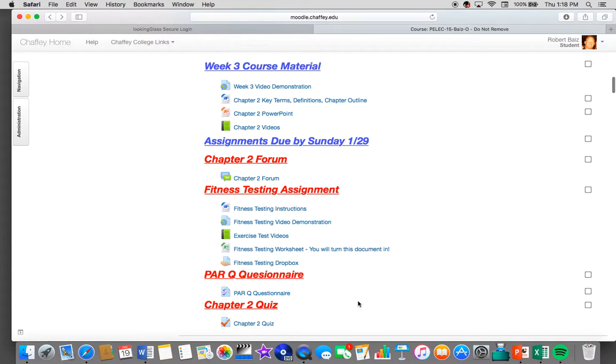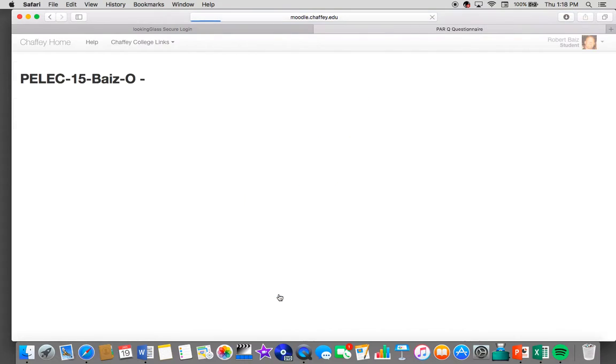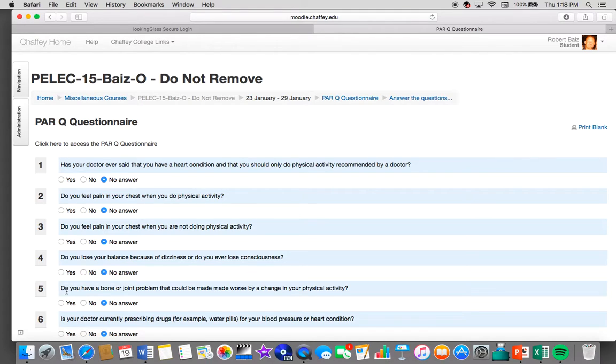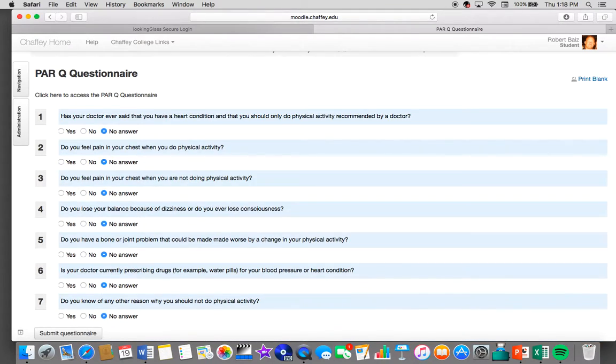The next assignment down is the PAR-Q questionnaire. The term PAR-Q is an acronym for Physical Activity Readiness Questionnaire. When you open the PAR-Q, you're going to see 7 yes or no questions regarding your health. What we want to find out here is if you are ready for physical activity. If you answer no to all questions, that means that you are ready for physical activity. If you have some yeses, that means that you can still do physical activity, but we may have to build some parameters.